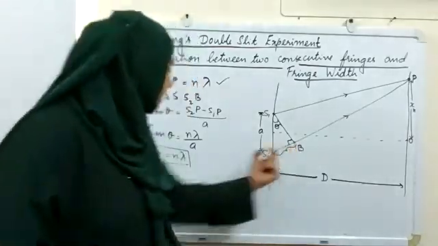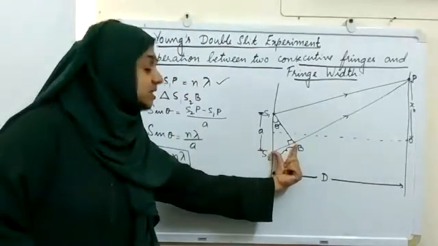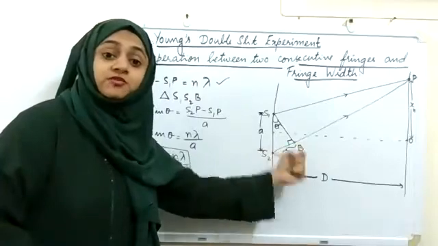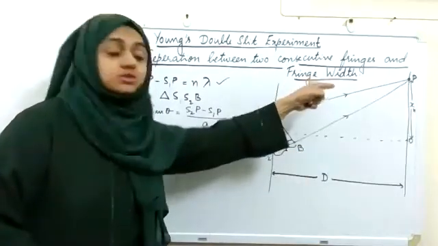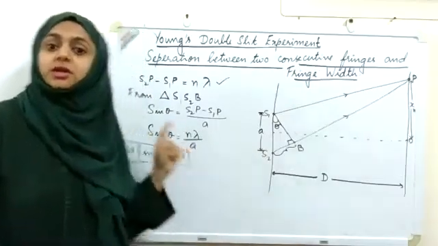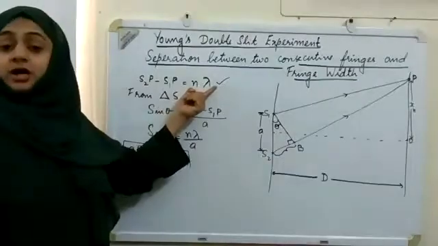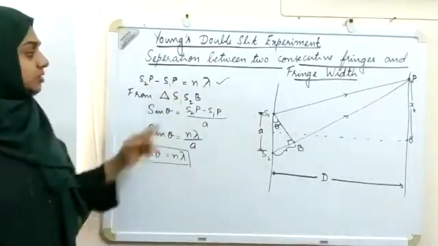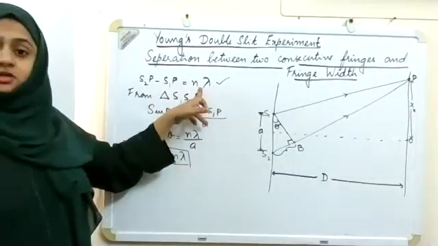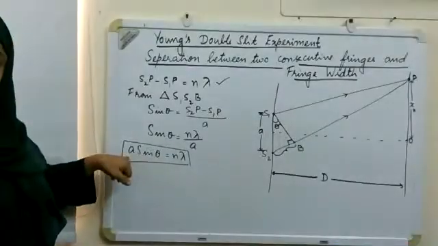S2B is the path difference. N lambda is S2B. For constructive interference to occur, yesterday we derived that the condition is that the path difference should be equal to N lambda. We derived this equation yesterday. So that is how we got this equation.